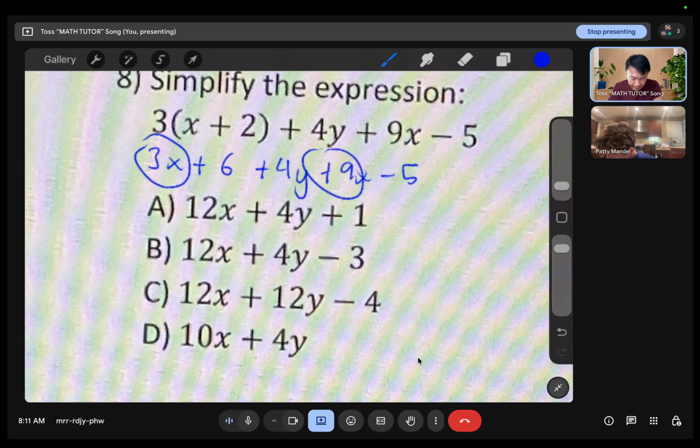So what do you think? I think it's A. Yeah, it is A. 9 and 3, that's 12x.